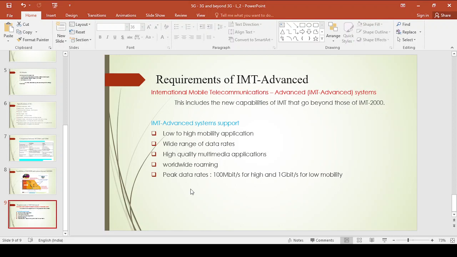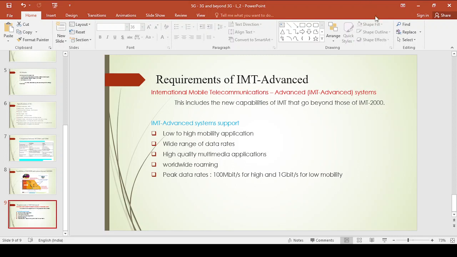Now till now we have seen basics of 2G, basics of 3G, and harmonization of 3G. And next we have seen 3G modes, technology introduced in 3.5G and 3.9G, some specifications of 3G, and next we have seen difference between 2G and 3G, and next we have seen what are the capabilities of IMT and beyond IMT, right? And next we have seen requirements of IMT Advanced. What are the requirements of IMT Advanced? High mobility, high data rate, right? Now high quality and worldwide roaming, and next we have peak data rates. It should provide less data rate for high mobility and high data rate for less mobility, right?